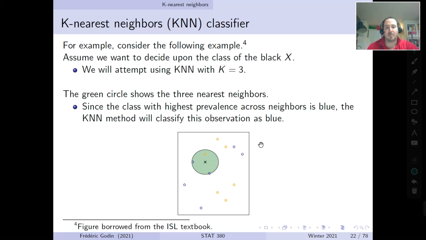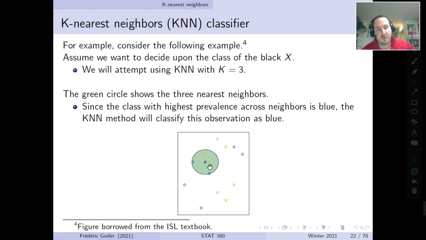In the example provided below, the k nearest neighbors method is used with k equal to 3. So we use the 3 nearest neighbors method. For this new data point, the approach is to find the 3 observations whose predictors are the closest to the new point x. Clearly this one is the closest, this one is the second closest, and this one is the third closest. So these 3 points, this orange point, blue point, and blue point, are the 3 nearest neighbors.